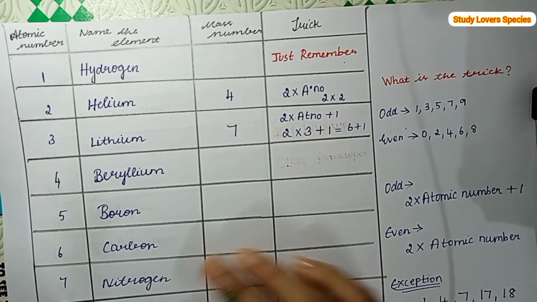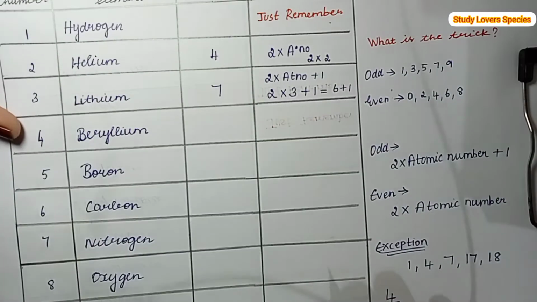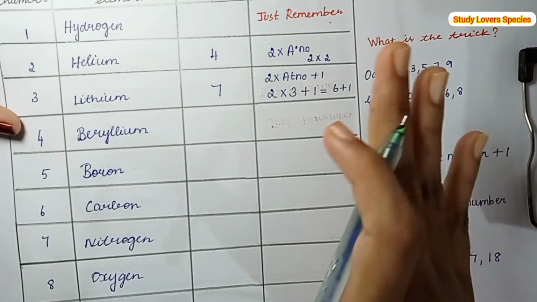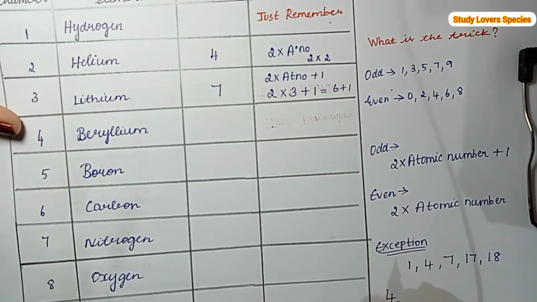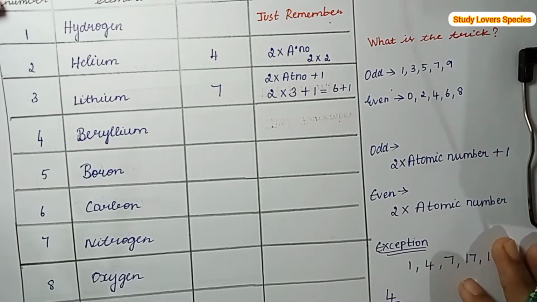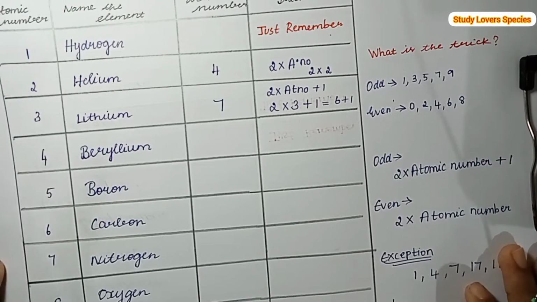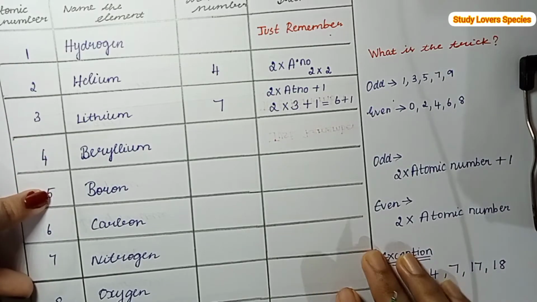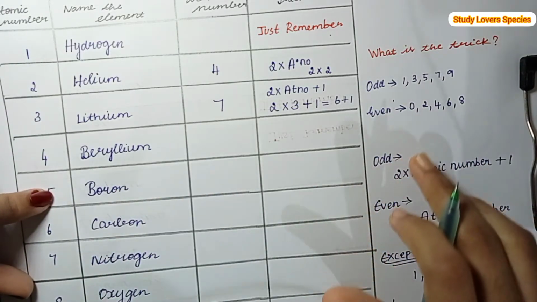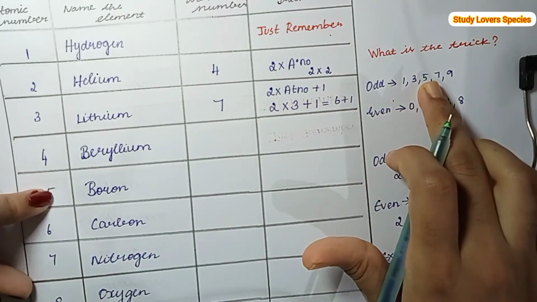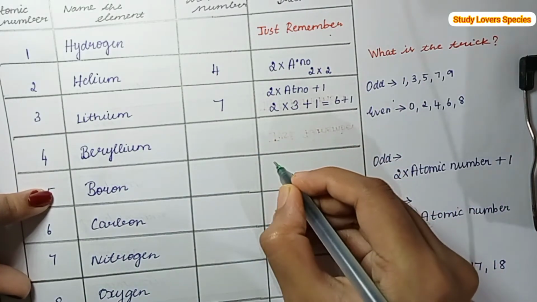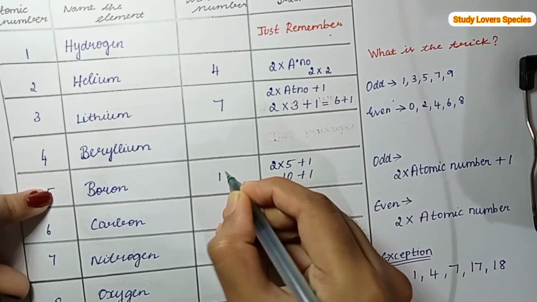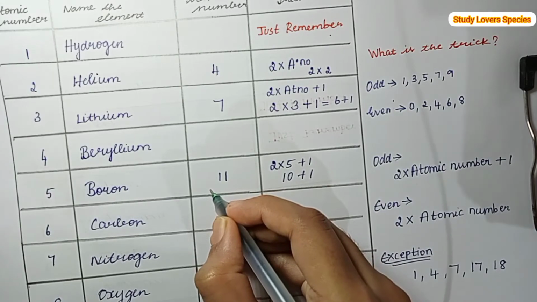Next, 4. Remember, always keep in mind the exceptions, or just note them down while you are going with the atomic mass numbers. So 4 is actually an exception for us, but there is a trick I will tell you after. Next, the 5th one, boron. 5 is an odd number, right? So 2 into 5 plus 1. 10 plus 1 gives you 11. 11 is our mass number.